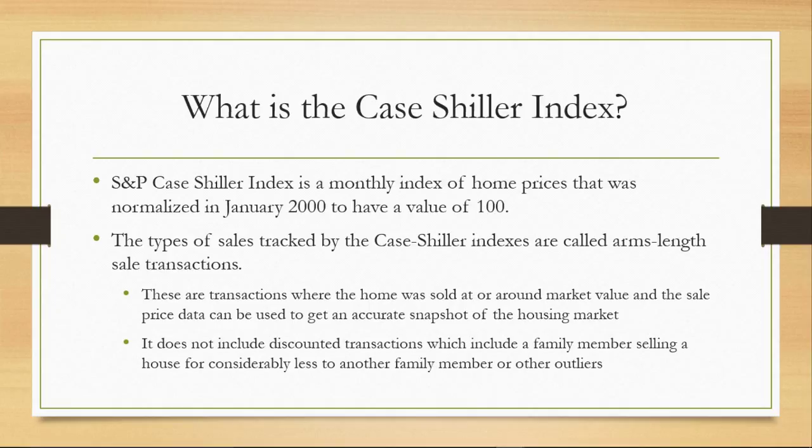The types of sales in the Case-Shiller Index are called arm's length sales transactions. These are sales that were sold at or around the market value of the home, so it can be used to get an accurate snapshot of the housing market. It does not include discounted transactions, which include a family member selling the house for considerably less to another family member, or any other outliers of the sort.